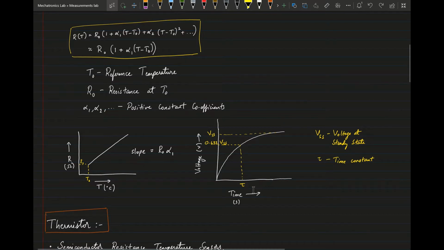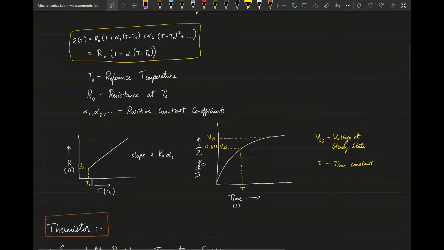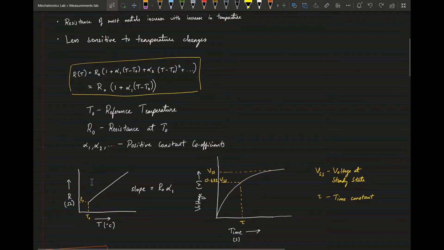And so the tau is your time constant, and this is nothing but the time taken to reach 63.2% of your VSS, which is your voltage at steady state. So the time taken to reach this 0.632 times VSS is your time constant, and using that we can look at the behavior of the RTD.